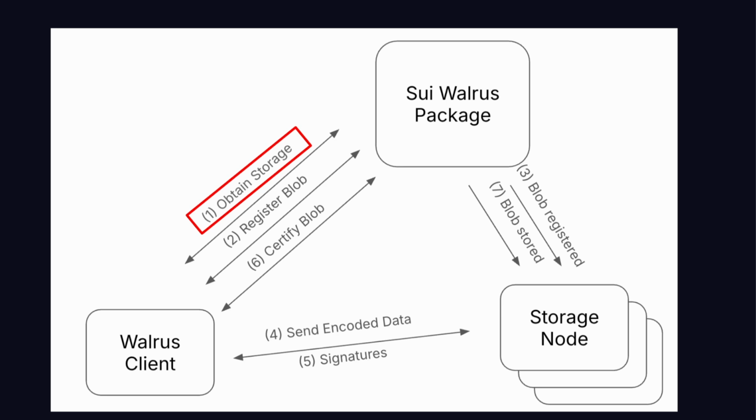When users want to store a blob, they first erasure code it and compute the blob ID. Then they can perform the following steps themselves or use a publisher to perform steps on their behalf. The user goes on chain and updates a storage resource to register the blob ID with the desired size and lifetime.